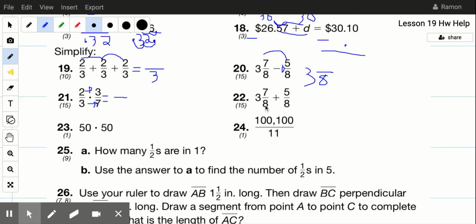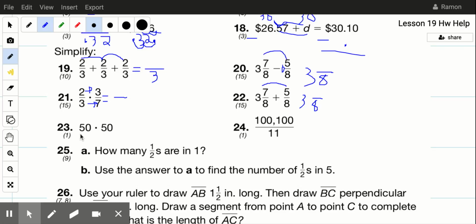22, we have 3 and 7/8 plus 5/8. So we're going to, again, 3 plus 0 is still 3. But unlike 20 where we subtracted, we're actually going to add these. The numerator still stays the same, but you'll notice that when you add them, you're going to get an improper fraction. So you want to change the fraction from an improper to a mixed number, and then add the whole numbers that result from there.